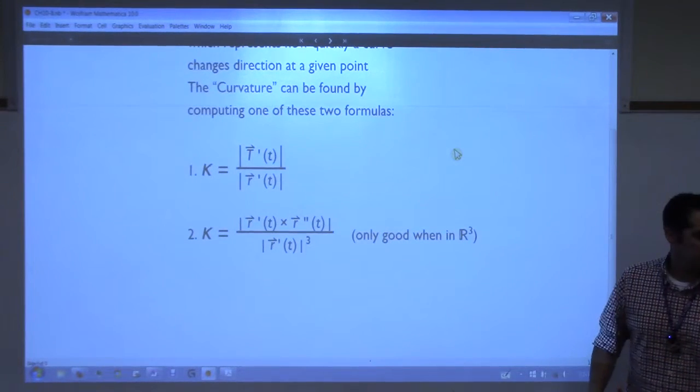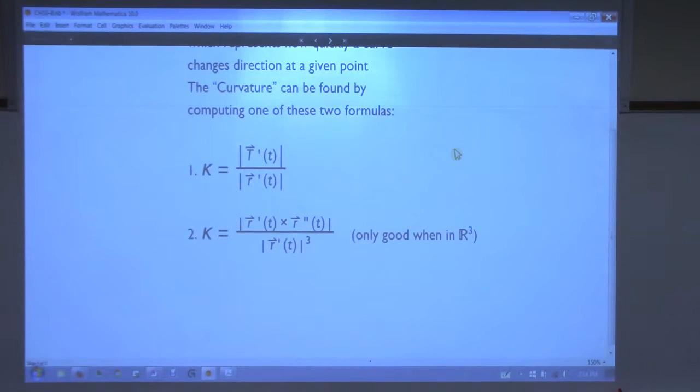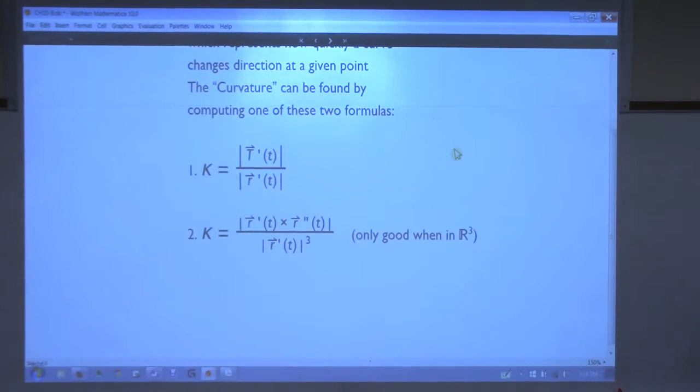Does anyone have the book with them? You do? Just want to look at something on that. Let me make sure it's not a typo. You're good. Curvature. Yeah, okay. All right, that's it, two formulas.